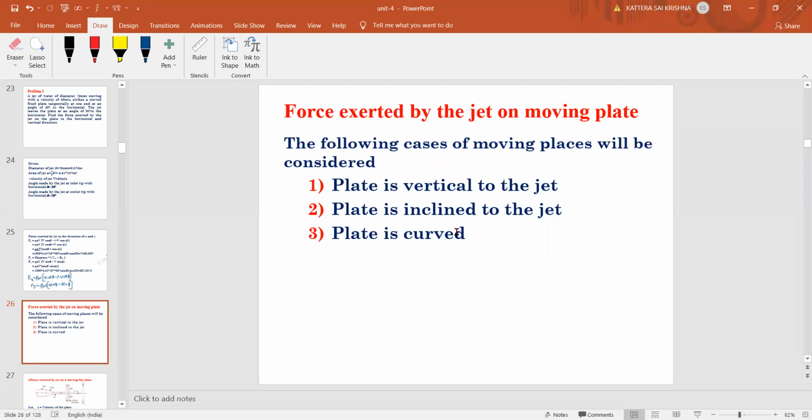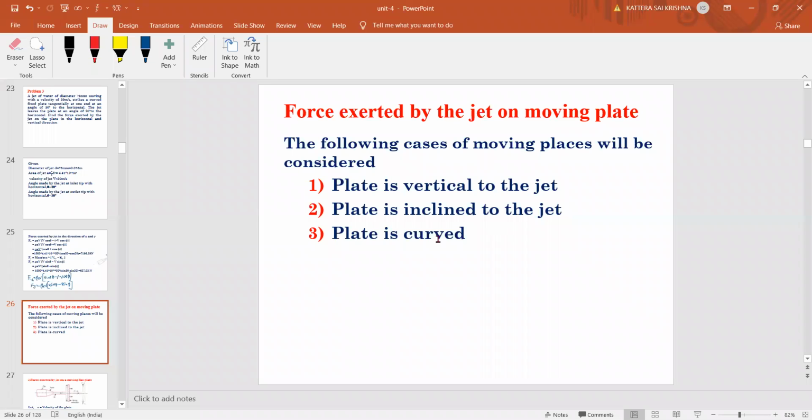So the only difference is the plate here will be moving. Already the plate is moving, then again the jet comes and hits it. So what will be the force exerted by the jet on the plate when the plate is already moving? That is the meaning there, right? So the force exerted by the jet on moving plates is the next topic. Force exerted by the jet on the moving plate.